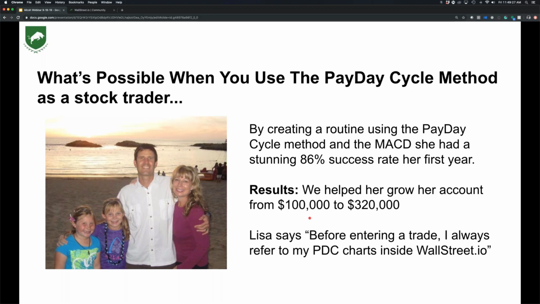Lisa says, before entering a trade, I always refer to my payday cycle charts inside of Wall Street AO. Lisa actually came to our Wall Street AO conference in person and did a really cool panel presentation for everybody about how she uses payday cycles.